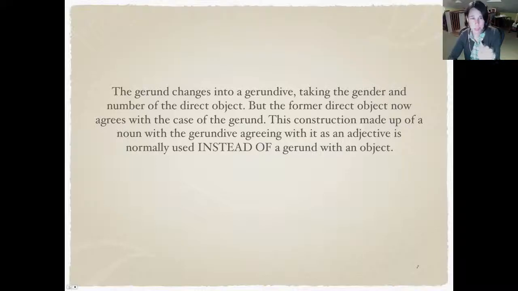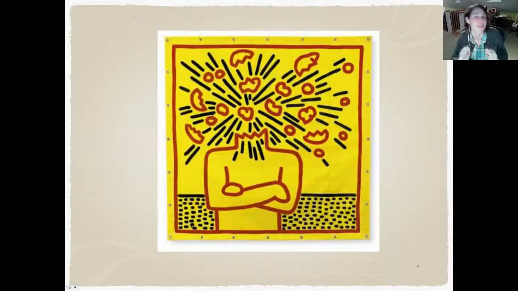Okay. The book has the following statement. The gerund changes into a gerundive, taking the gender and the number of the direct object. But the former direct object now agrees with the case of the gerund. This construction, made up of a noun with the gerundive agreeing with it as an adjective, is normally used instead of a gerund with an object. This is one of those sentences you read in your head, and it kind of does something like this.